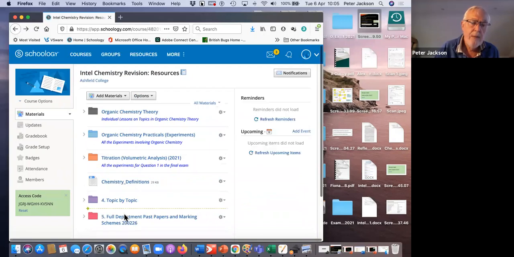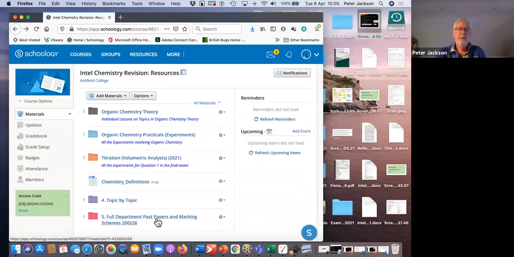Oh yes, all the past papers and marking schemes up to 2019 are there. They're the full department ones, but they're quite complex sometimes. There are maybe 10 or 12 ways to answer a question, and they give all the 12 ways, and you don't need those, you only need one. But they're there for reference if you want them. So there's a fair load of materials for you, which I hope you'll find useful.